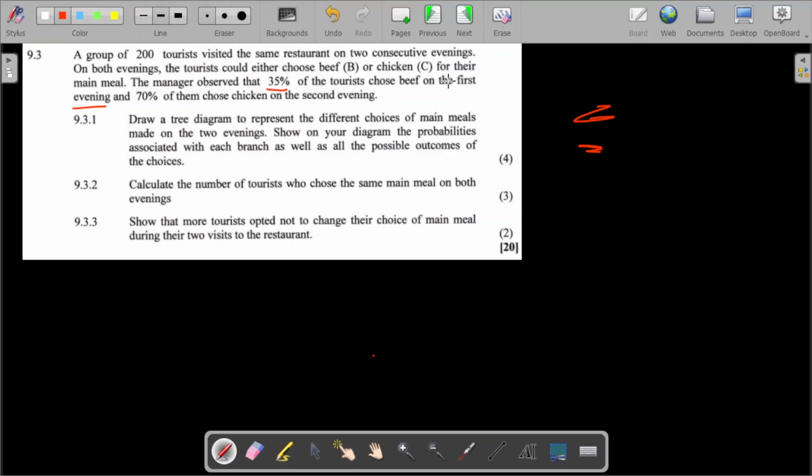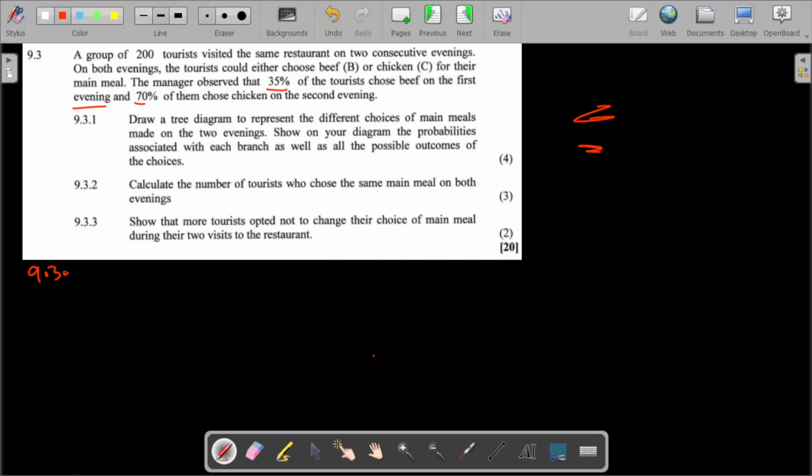on the first evening. And also here, 70, sorry, 70% of them choose chicken on the second. So how do we get those who choose beef on the second evening? Again, it's going to be 100 minus this 70 to get the ones who choose beef on the second evening, which is going to help us in doing this tree diagram here.